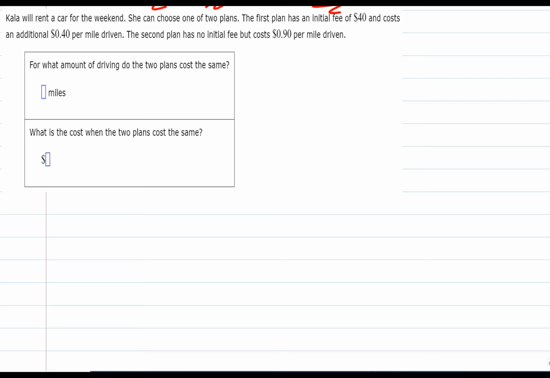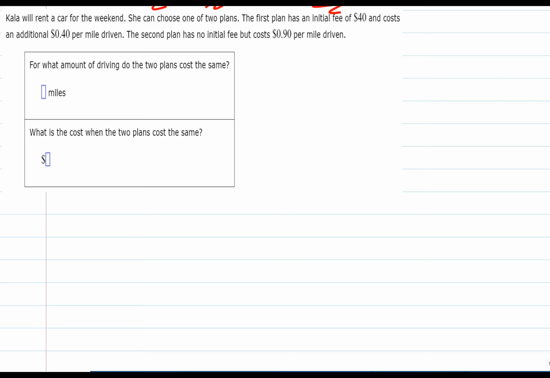Kayla will rent a car for the weekend. She can choose one of two plans. First plan has an initial fee and then a cost per mile. The second one has no initial fee but is 90 cents. We've done this before, haven't we? And I told you guys, hey, this is systems of equations. They're just not telling you that yet.